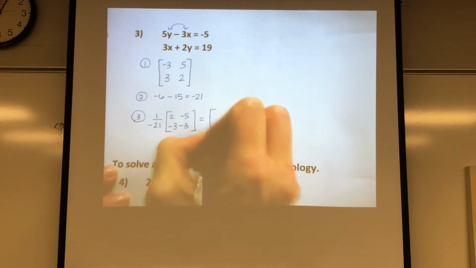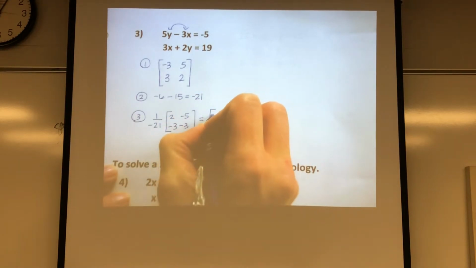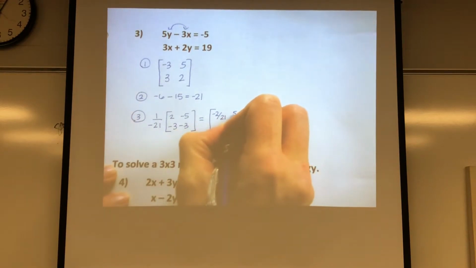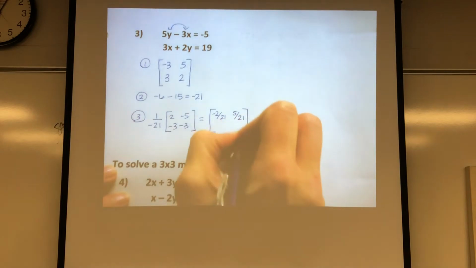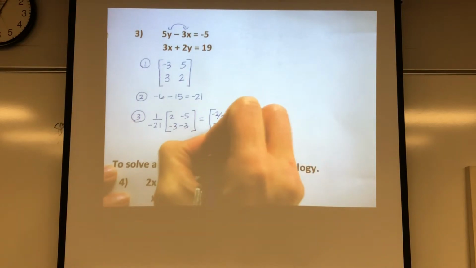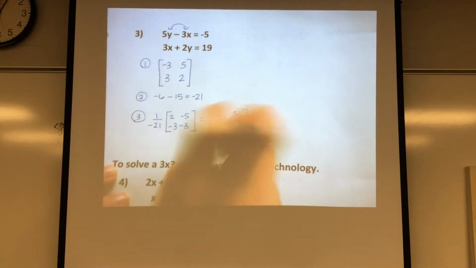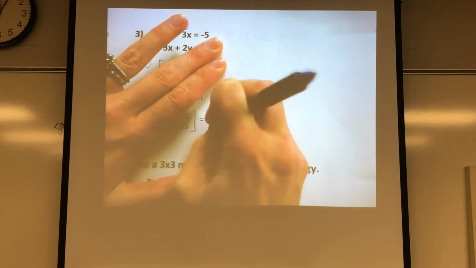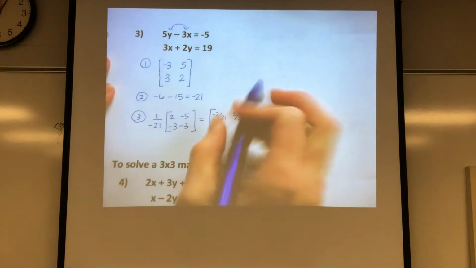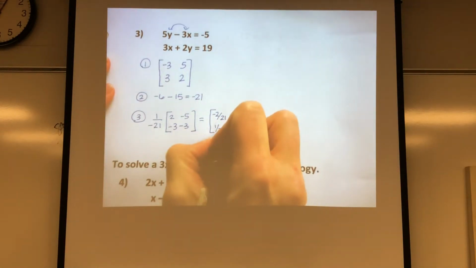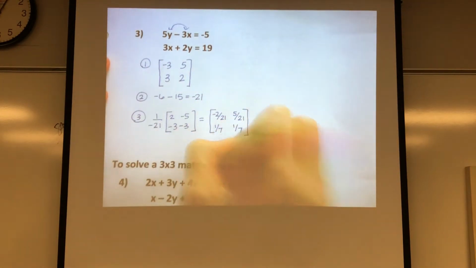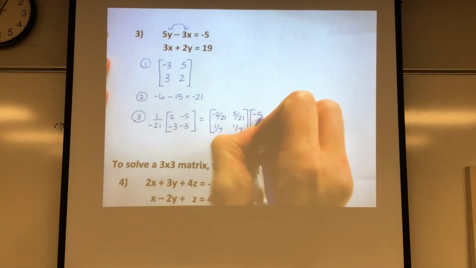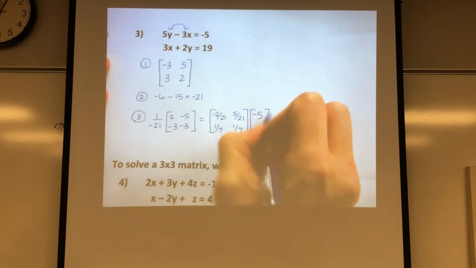When we multiply that scalar times that matrix, we get -2/21, 5/21, over 3/21, that's going to reduce. 3/21 reduces to 1/7. And so is the next one. We're going to multiply that times our constant matrix, which is -5, 19.